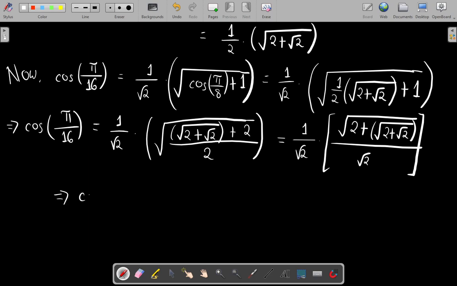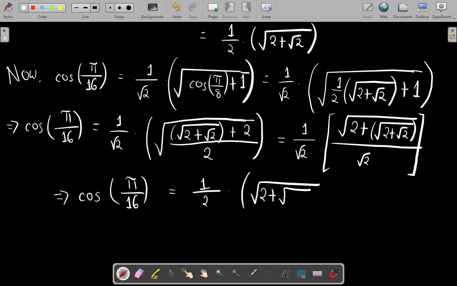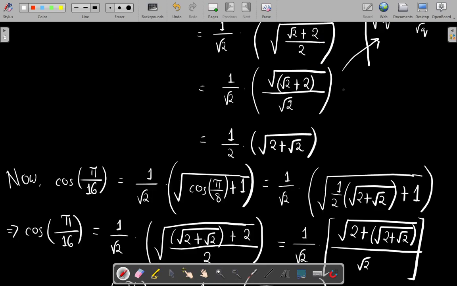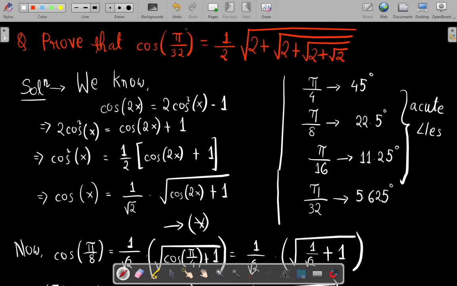Now if we find the value of cos pi upon 16, we see in the denominator this root 2 times root 2 becomes 2, and this fraction becomes half, right? And we are left with, in the numerator, square root 2 plus square root 2 plus square root 2. So this is becoming a lot like what we are required to show here. We have found pi by 8, pi by 16. Now let us finally use the first two derived values and find the value of cos pi by 32.